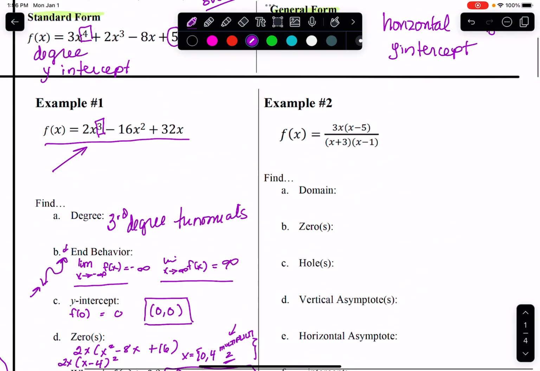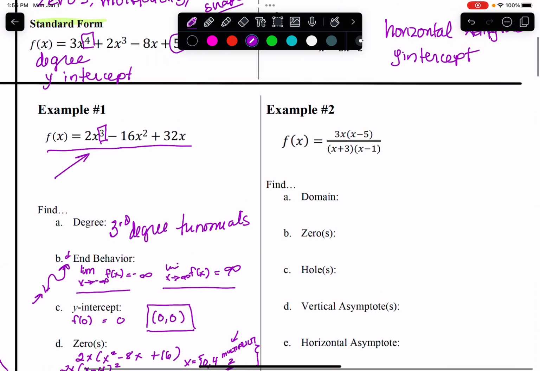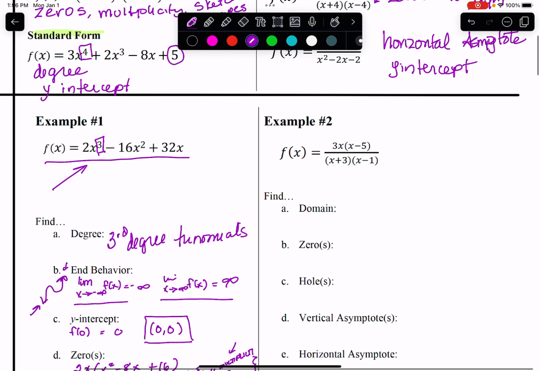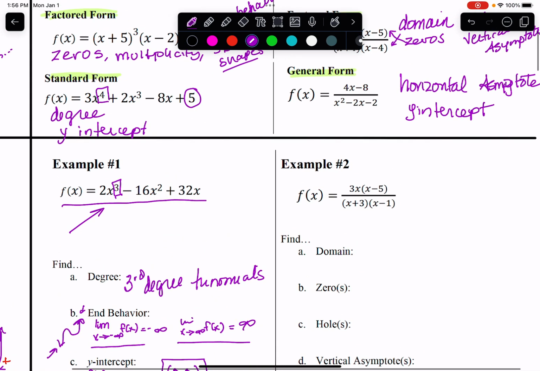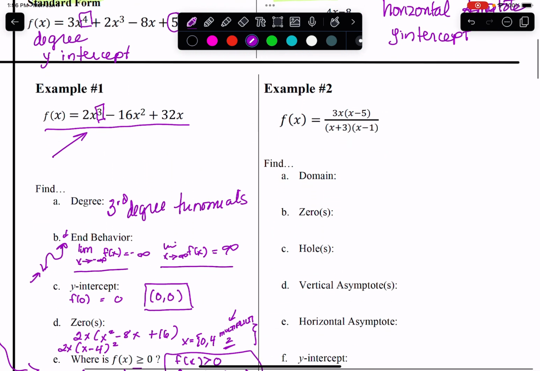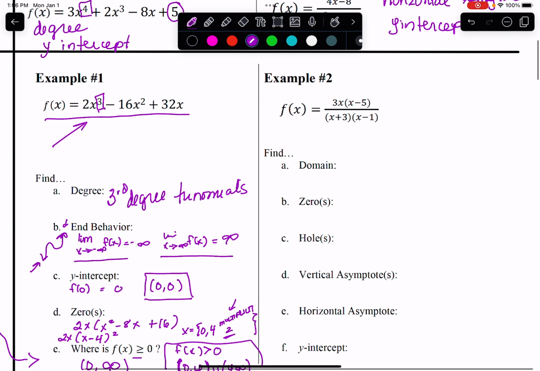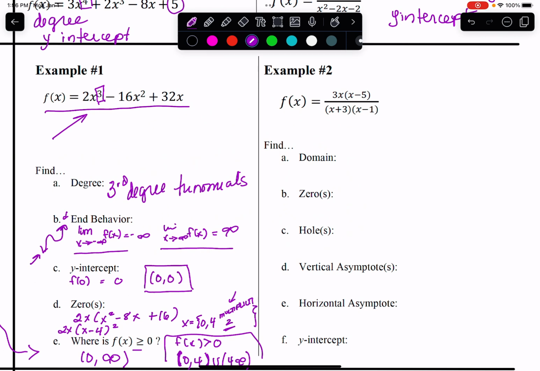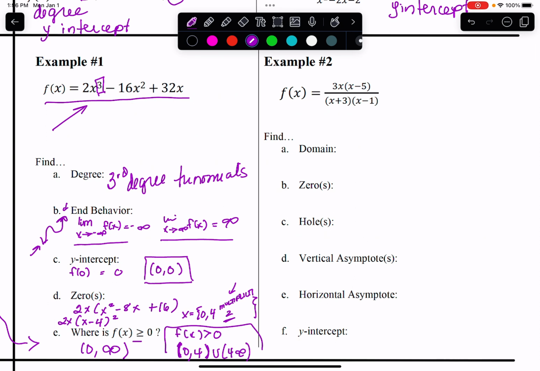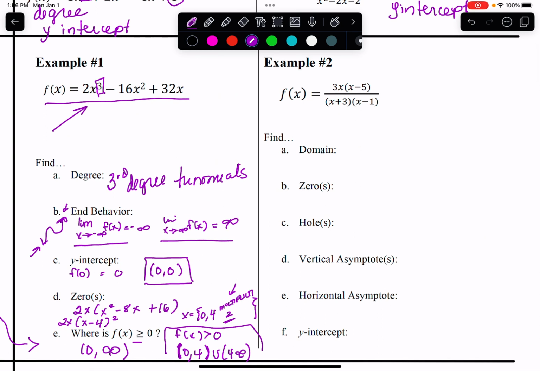Okay, this is video 2 from 1.11. We're looking at polynomials and writing things about them from different forms, standard form, factored form. So we're on example 2. Example 2 is a rational function and it's in factored form, and so we'll be able to do quite a few things from this factored form.